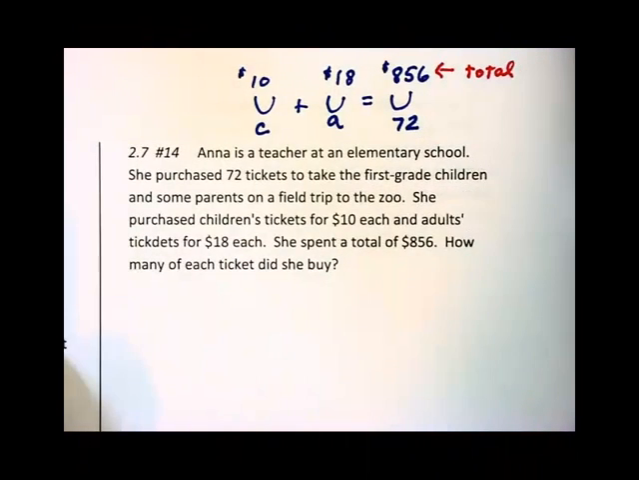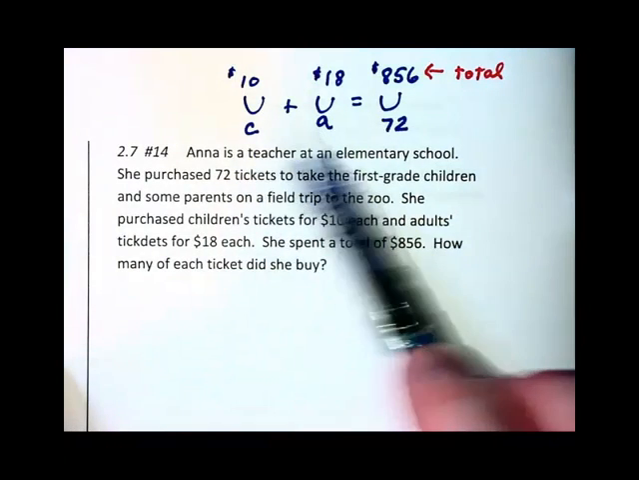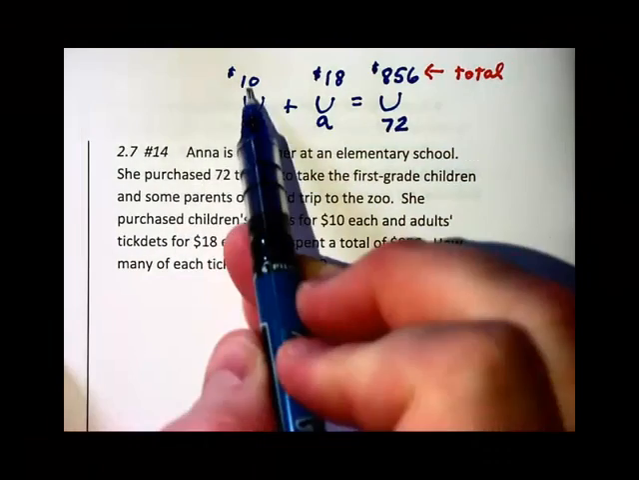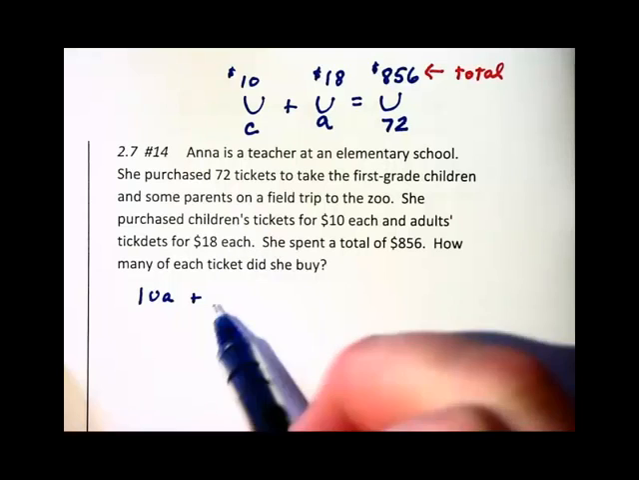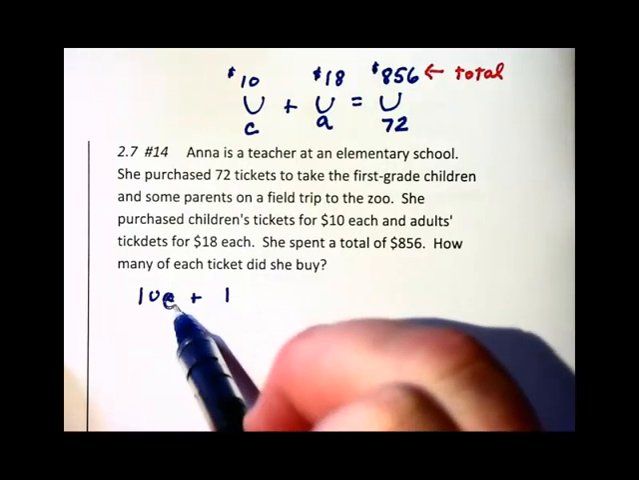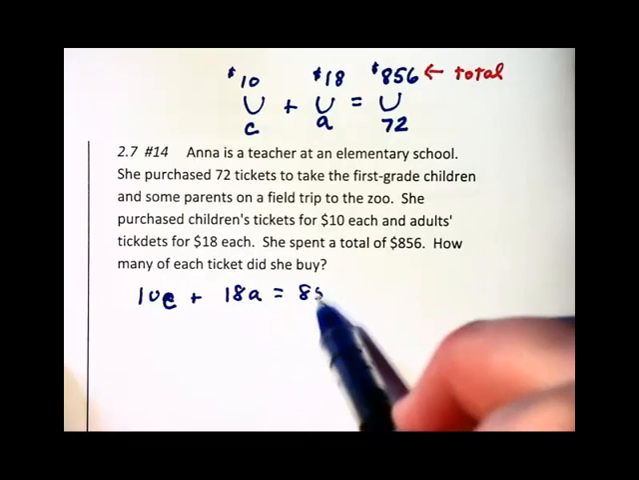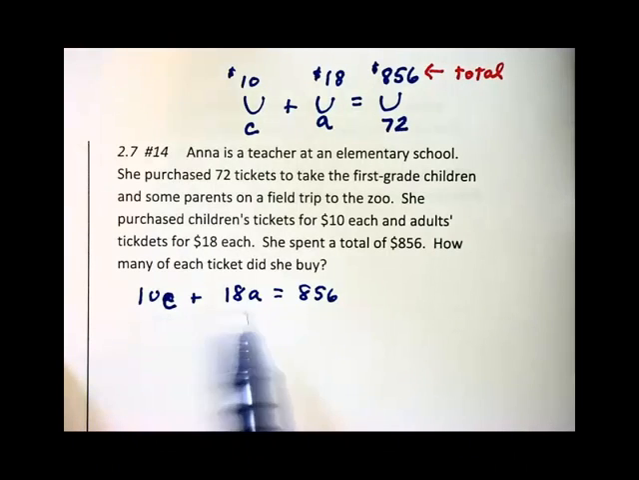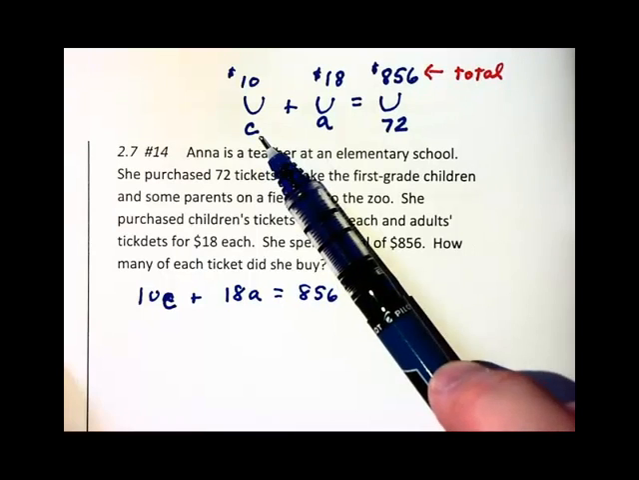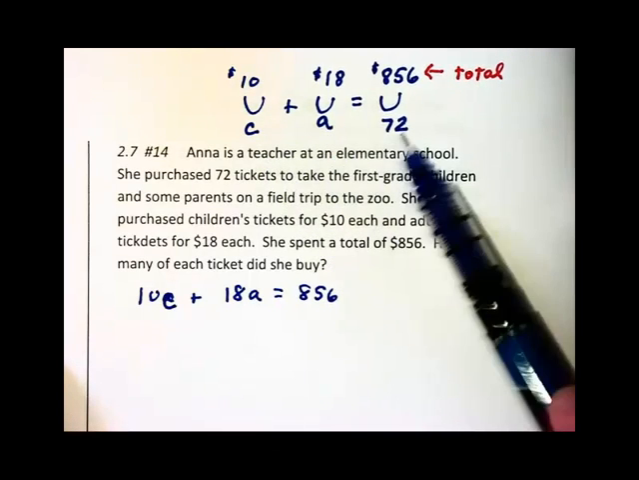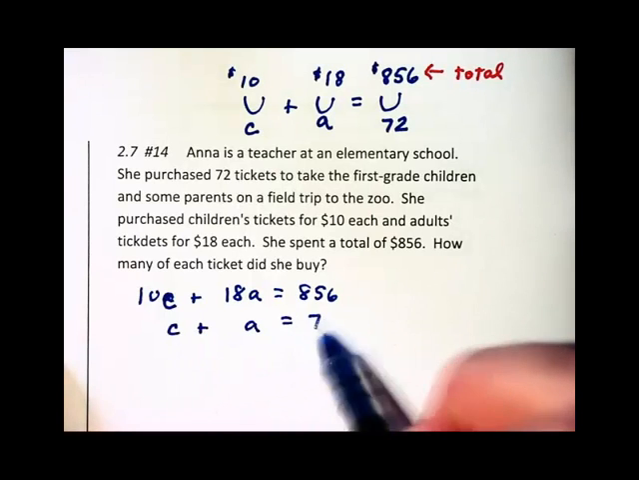When we go to write our equation, we're actually going to get two equations, because there's two variables. The first one's going to be top times bottom, 10C plus 18A equals 856. Well, that's got two variables in it. We need a second equation, and that's going to be across the bottom here. The number of child tickets plus the number of adult tickets adds up to 72. Child plus adult equals 72.